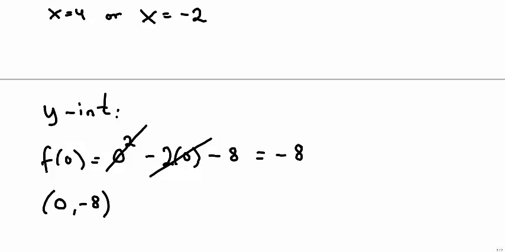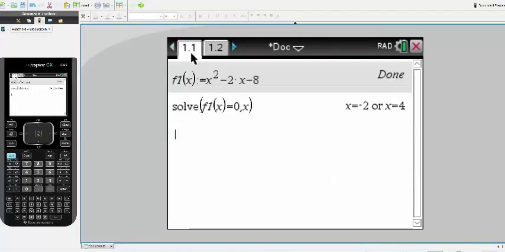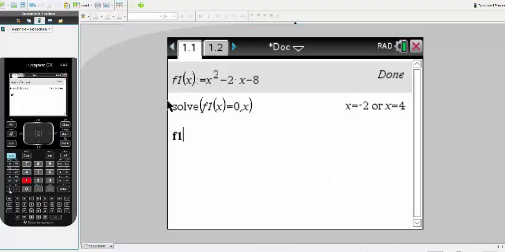And with a calculator we can do this by going back to the calculator page and just typing f1, which is our function, and putting in x is equal to 0, and then f1 of x is the y value, and here we have the y value.